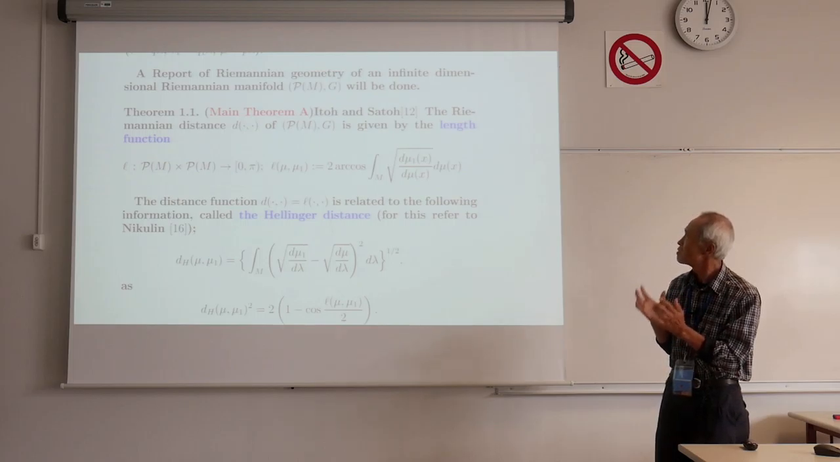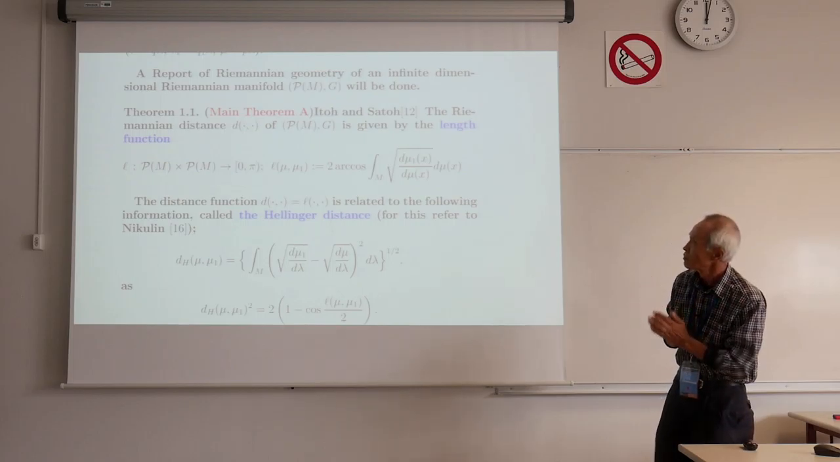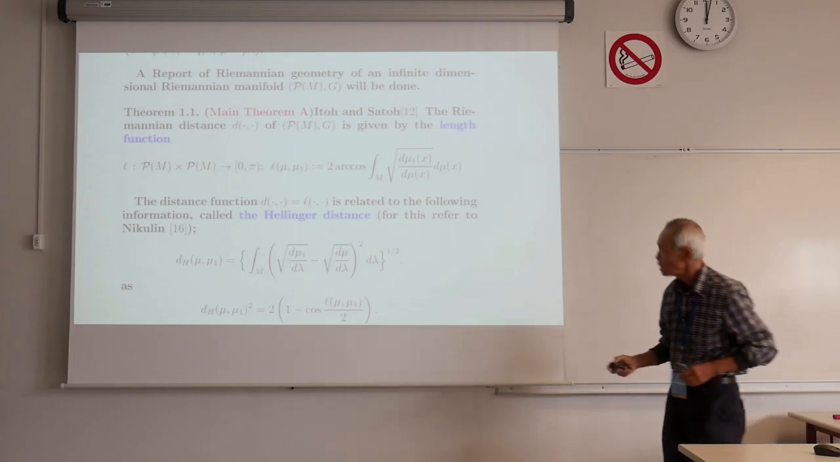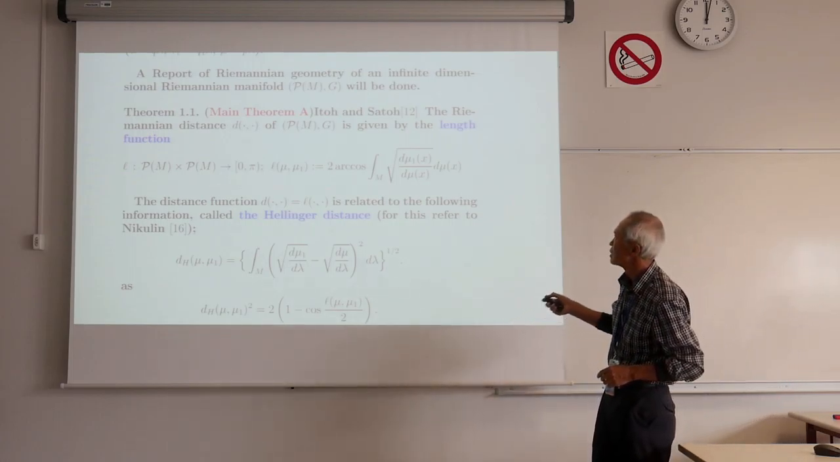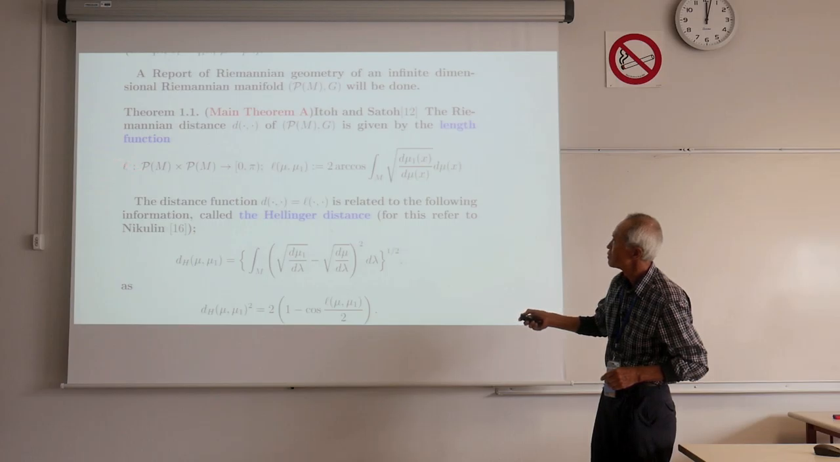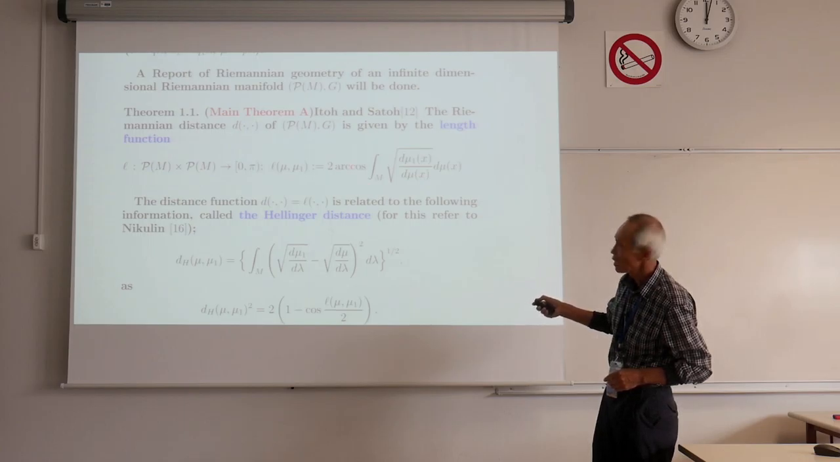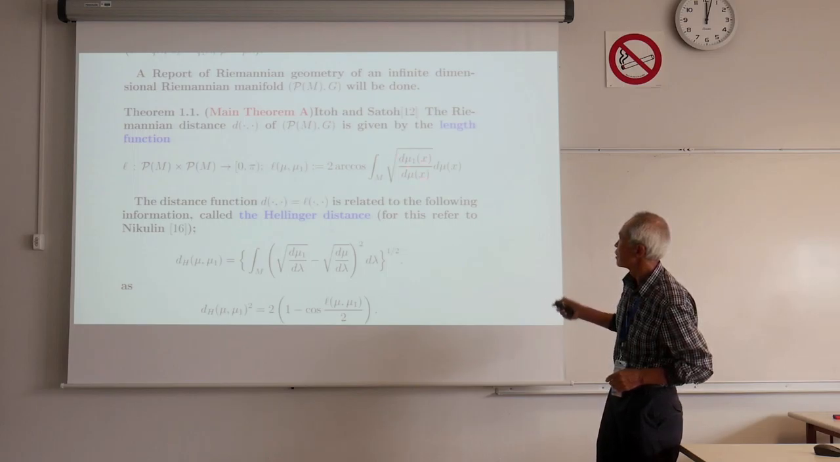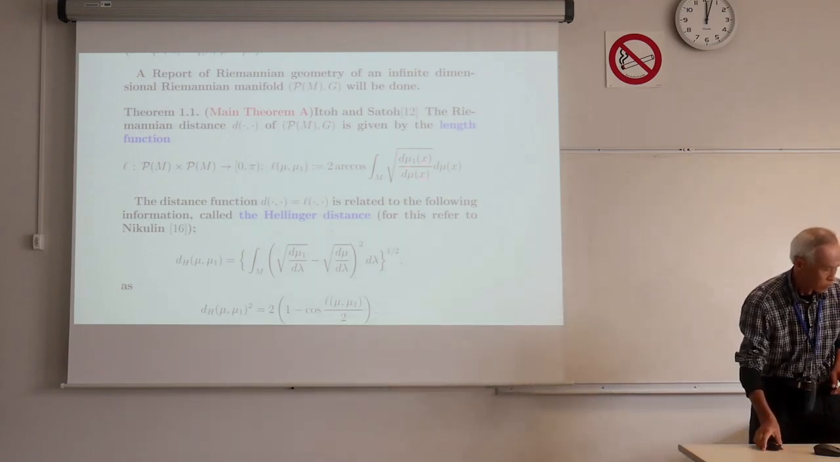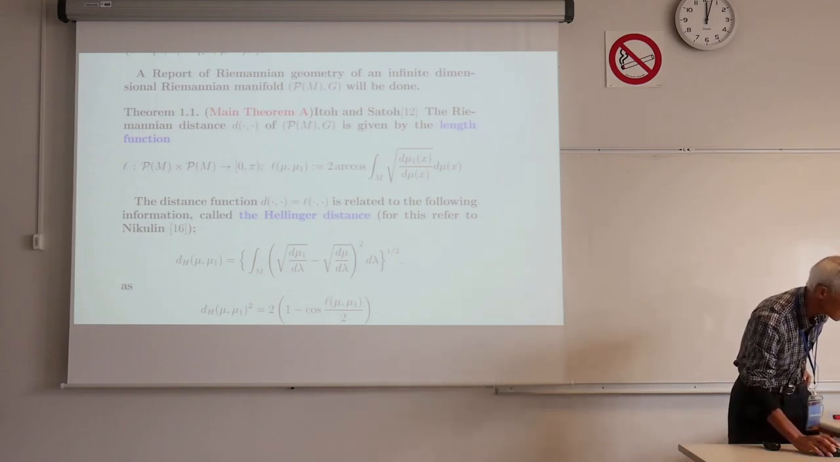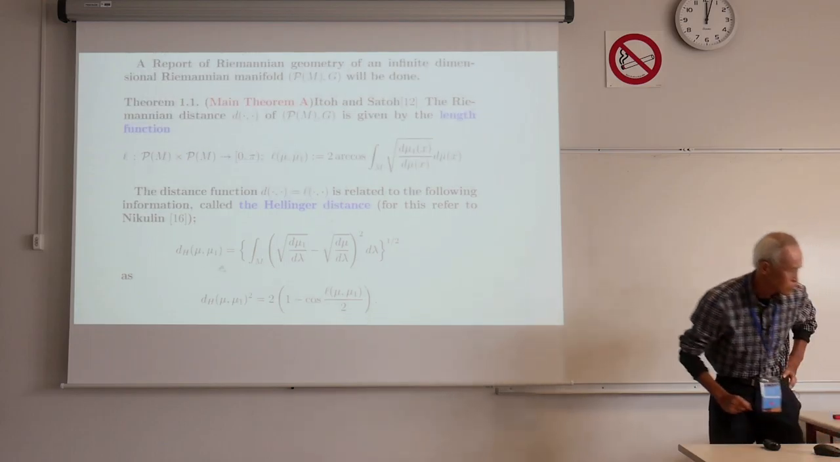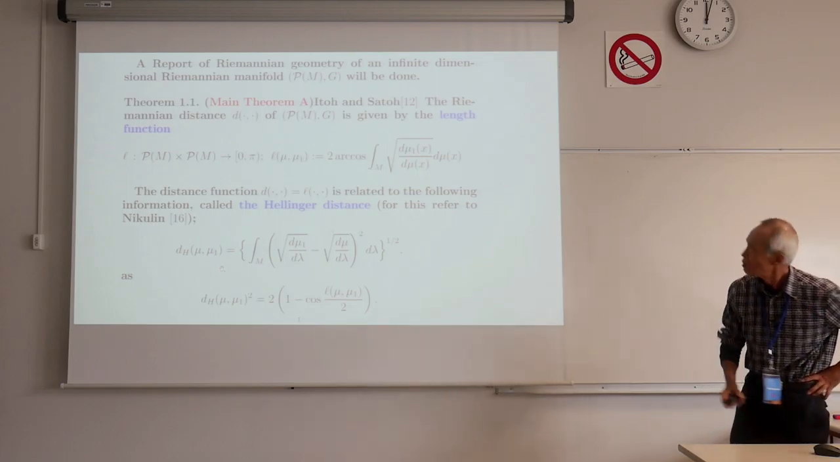The first main theorem is just Theorem 1.1. So the Riemannian distance of this space is just given by the length function. So the length function is given by this one. So this L, the target space is just 0 to pi. And this is just defined as twice the arccosine of the integration of this square.